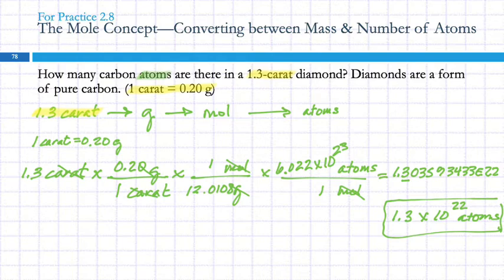So we end up with 1.3 times 10 to the 22 atoms. So you can never have less than an atom. You can't have a fraction of an atom. You can't say, I have 2.2 children. You have 2 children, or you have 3 children, right?